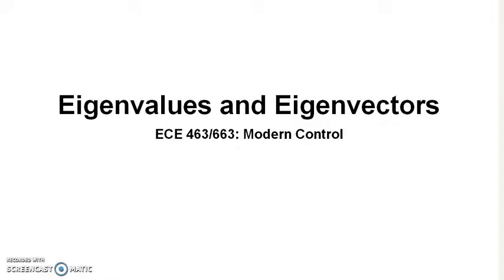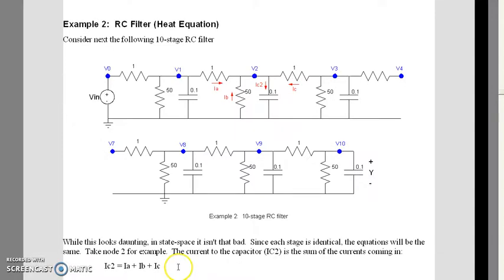Here's a little demo of eigenvalues and eigenvectors. An eigenvalue tells you how something behaves. An eigenvector tells you what behaves that way. For example, let's consider the 10-stage RC filter in the lecture notes.